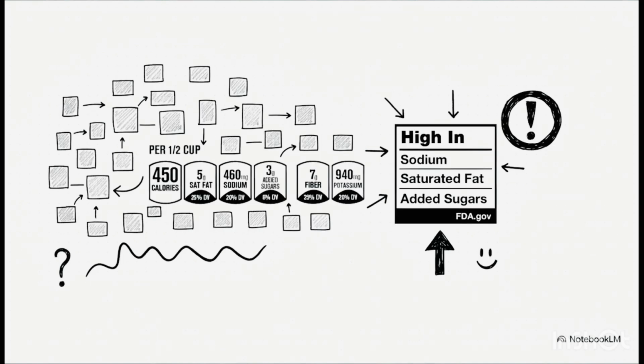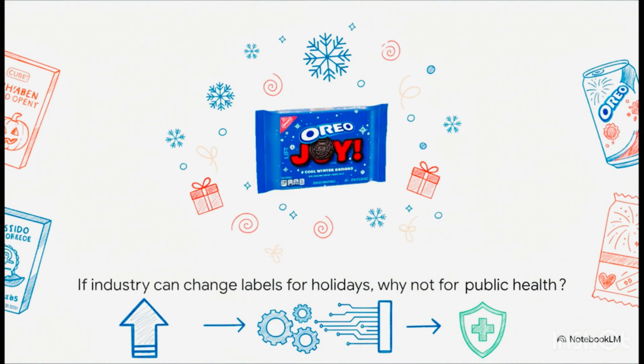And this right here really gets to the core of it. On the left, you've got the industry's current system. It's kind of complicated, you have to do the math yourself. On the right is the proposed change, a big, simple, clear warning. Now, if you're a busy parent rushing through the grocery store, which one of those is actually going to help you? And that whole argument that changing labels is just too difficult or expensive, it really falls apart when you see how often companies already change their packaging for stuff like movie promotions or holidays. Clearly, they can do it. The question is, why not for public health?